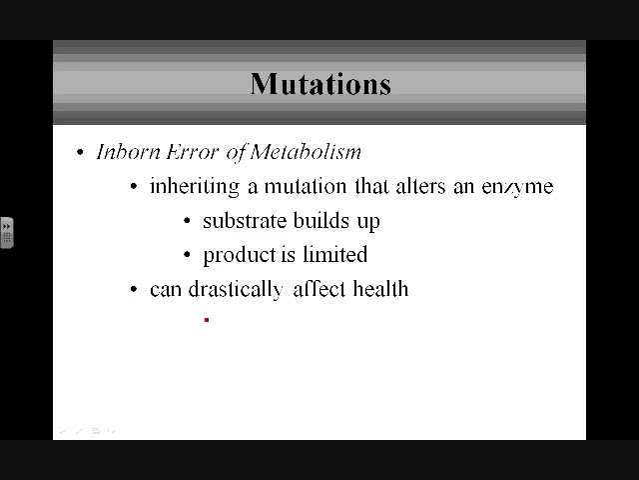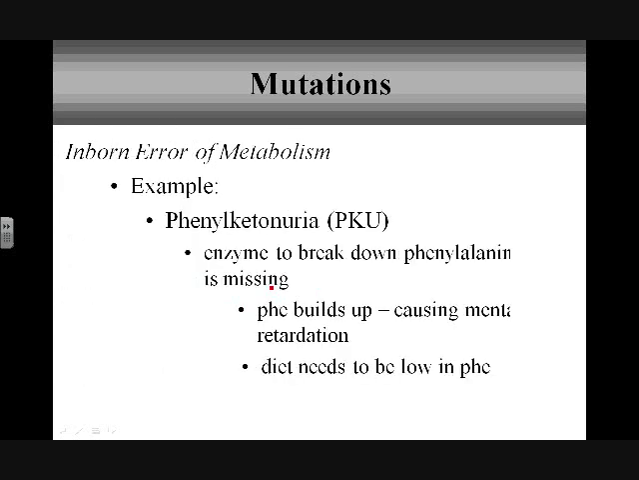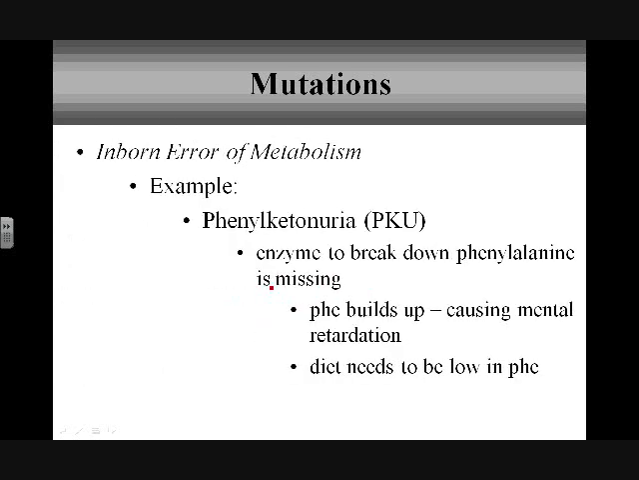So you have a buildup of what you're supposed to start with, and you have a lacking of what you're supposed to end with, all because the enzyme isn't properly doing its job. And depending on what enzyme it is, it can drastically affect health. Perfect example of this is phenylketonuria. PKU is what it's commonly abbreviated as. And what it is is that the enzyme that's meant to break down phenylalanine is missing. Phenylalanine is an amino acid.